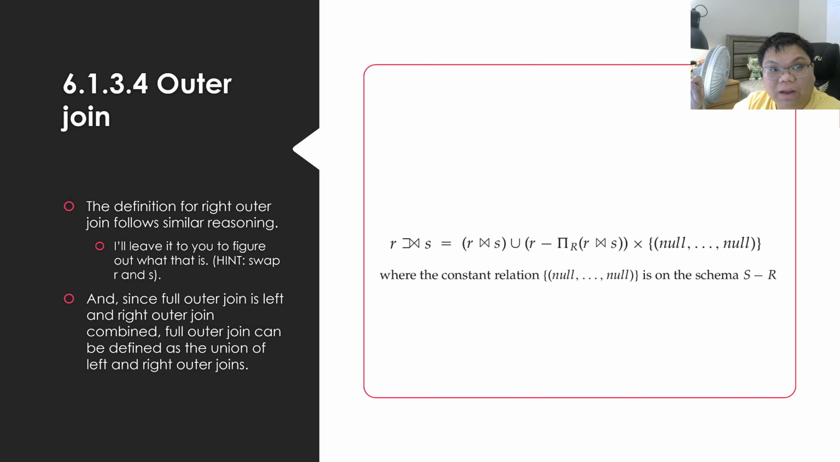What I'm going to say is not homework, but I'm going to leave it to you to think about. Find the definition of a right outer join, and then use that and the definition of a left outer join to find the definition of a full outer join.